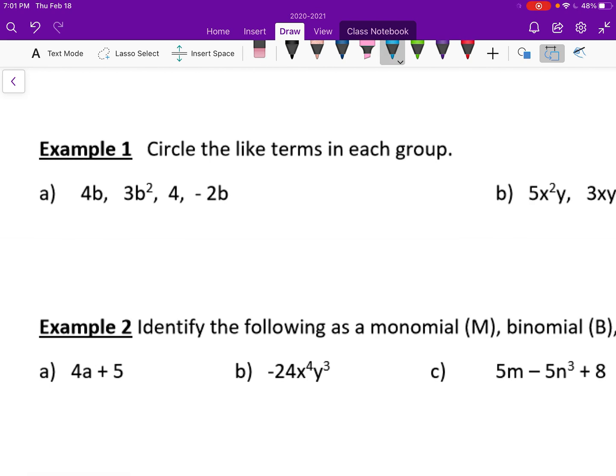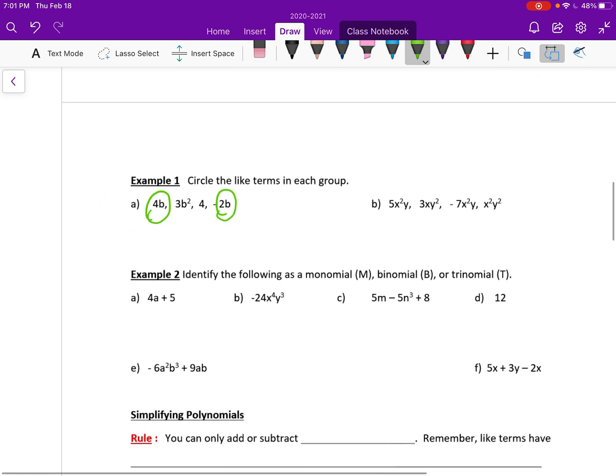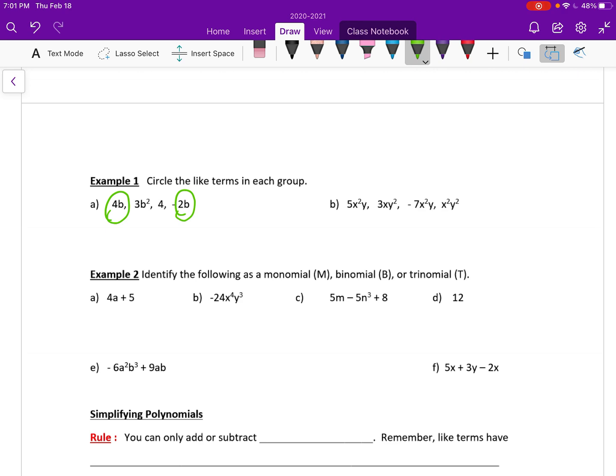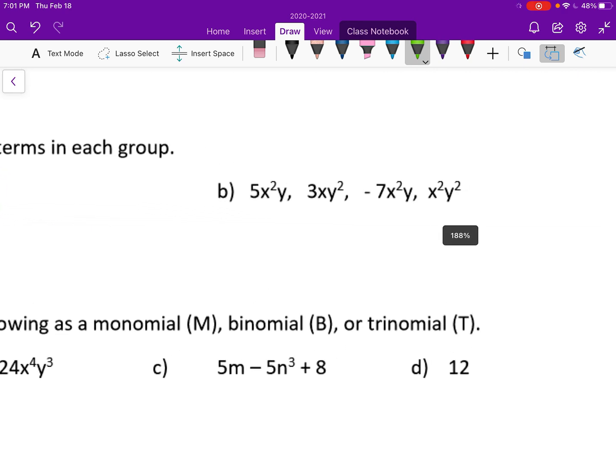So let's look at this. We have 4b, and then we have 4b squared. That's not the same because this squared is different, so we're going to cross that out. And then I have 4. There's no b, it's just 4. That's not the same. Negative 2b has the same variable and same exponent, so these two are the same. Try doing b by yourself and then come back and see if you know what they are.